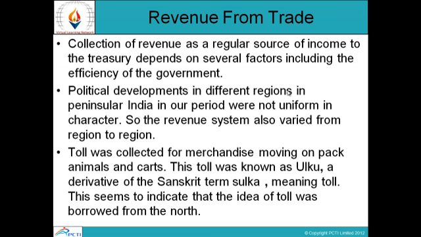Toll was collected for merchandise moving on pack animals and carts. The toll was known as ulku, a derivative of the Sanskrit term sulka, meaning toll. This seems to indicate that the idea of toll was borrowed from the north.